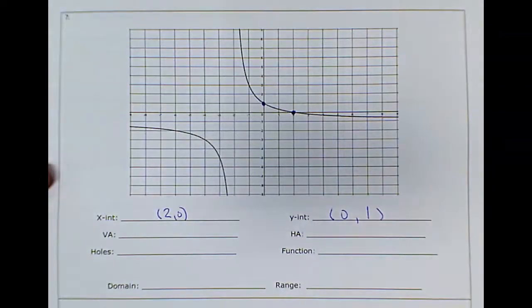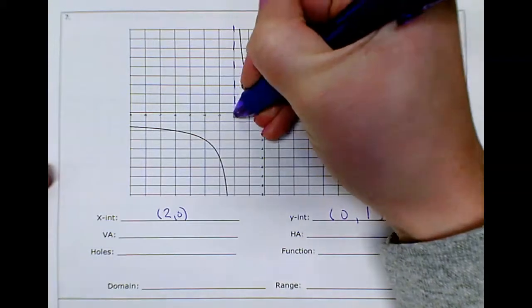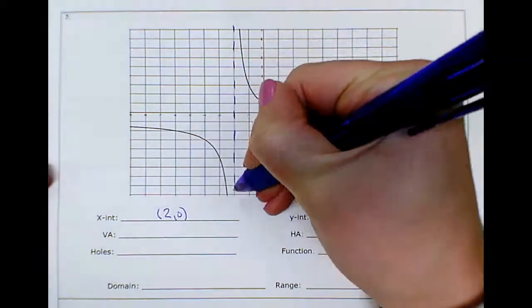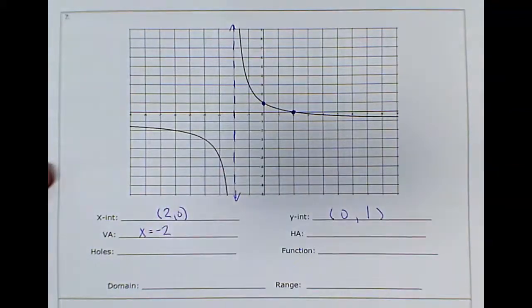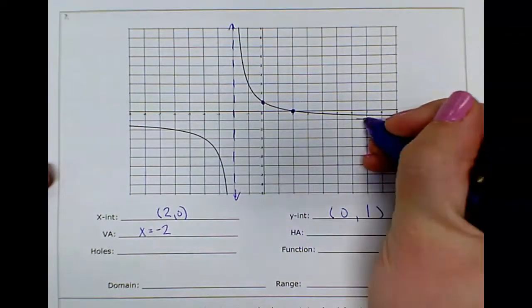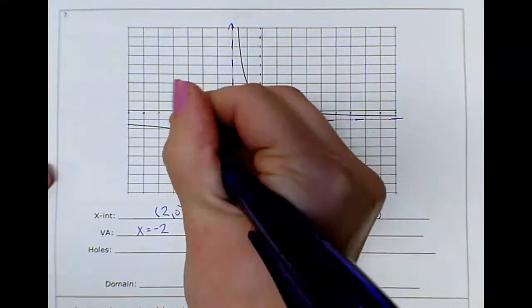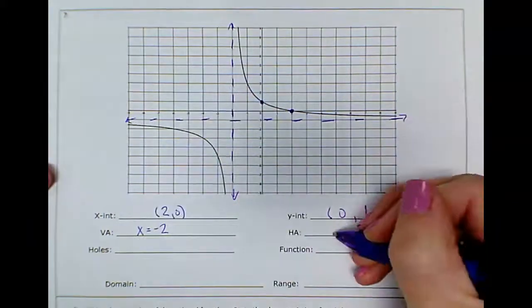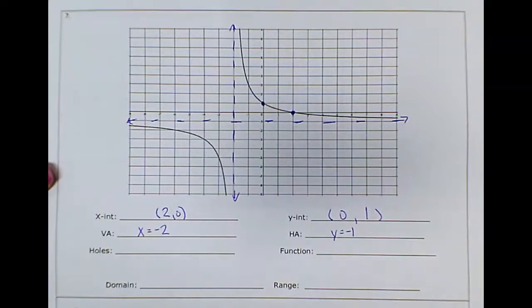The vertical asymptote is the vertical line where it looks like the graph starts approaching but never touches, so right here. That goes through an x value of negative 2. The horizontal asymptote is the horizontal line where it looks like the graph is approaching but never touches. So that's going through a y value of negative 1. The holes, well, as I'm looking, it doesn't seem like I have any holes, so I'm going to put none.